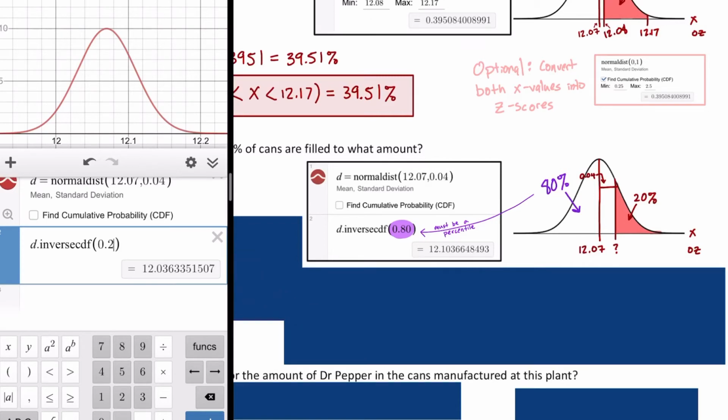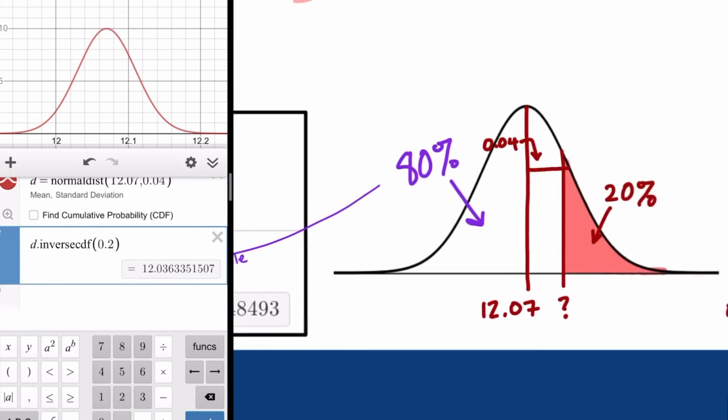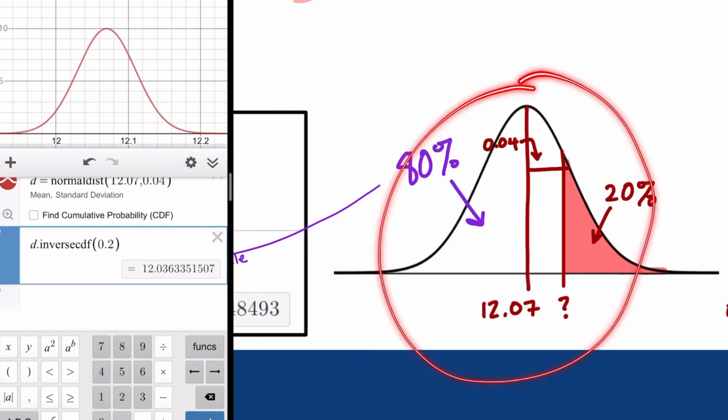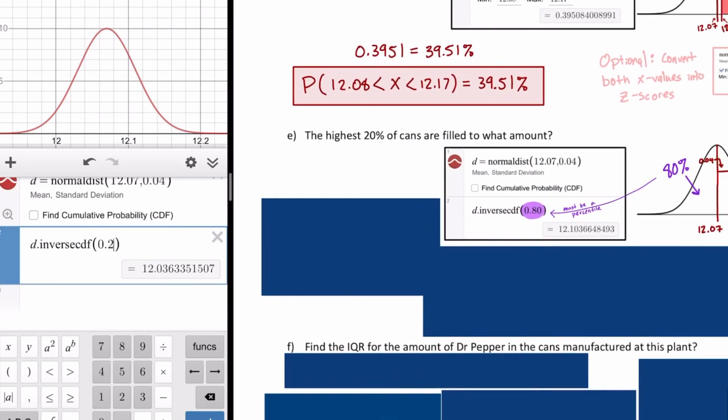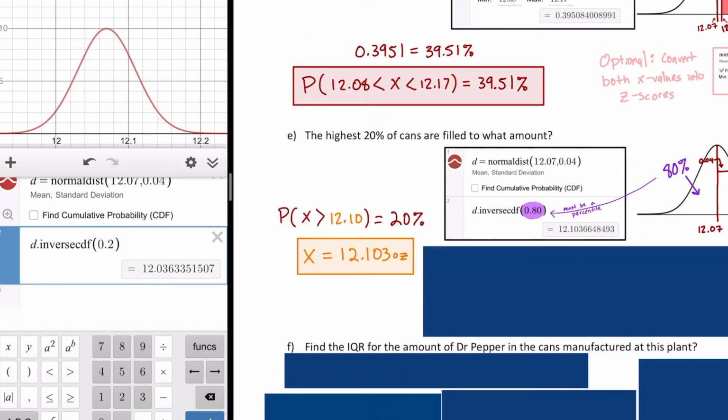We get 12.037 or 12.036. But 12.03 is over here, and if it's the top 20%, that doesn't make sense. Top 20% has to be above 12.07. So always, especially when you do this inverse stuff, this is why we do the picture. It helps you be self-checking to make sure that you don't have it on the wrong side of your mean. So use that picture to help you out. All right, so just to write my answer as a final statement, it is x is 12.103 ounces. In with the probability statement, it would be like this.